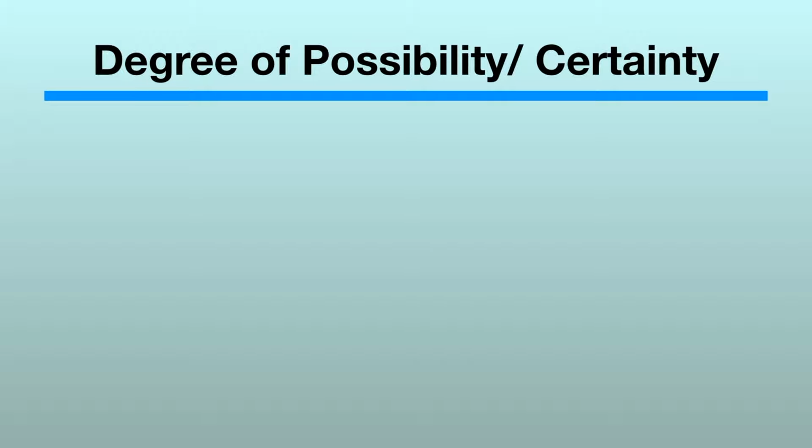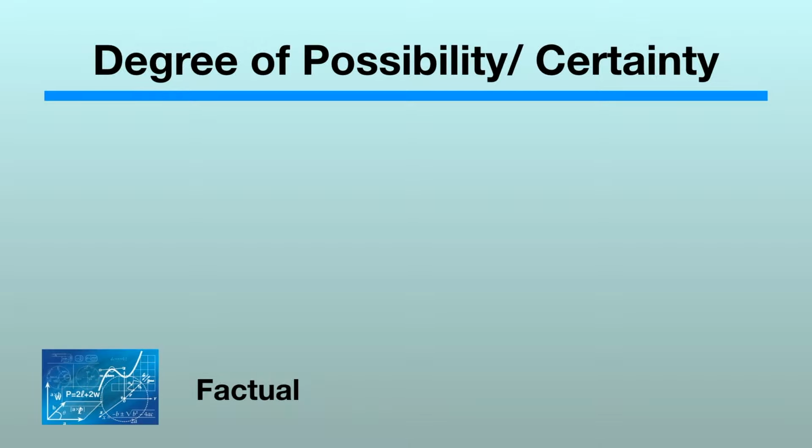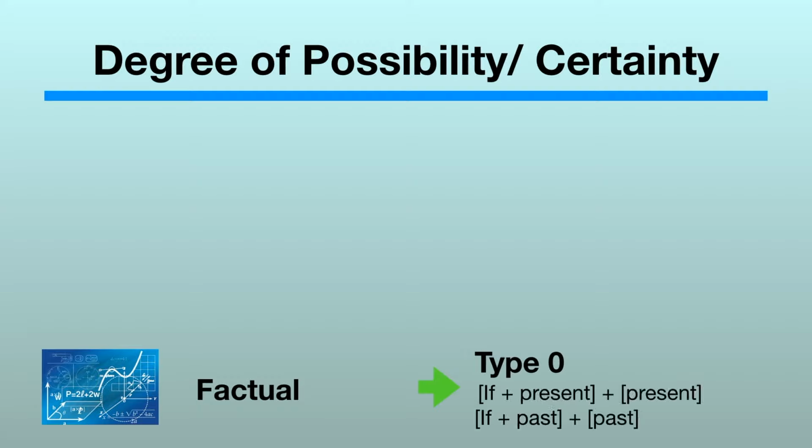Don't worry if you can't understand all of them right away. I'll provide examples shortly after this. When you talk about things that are factual, things that are practically never going to change, for example, general truths, habits, routines, science, laws of nature, then you use type 0. To use the conditional type 0, you need to use either the present tense or the past tense in both parts, depending on the time you are referring to.